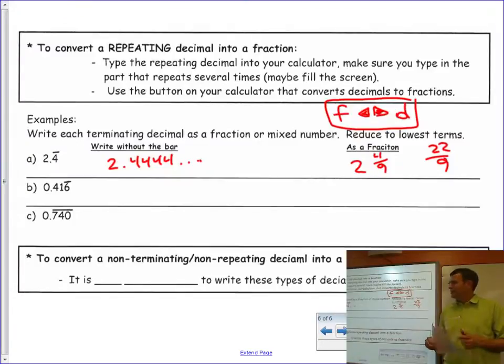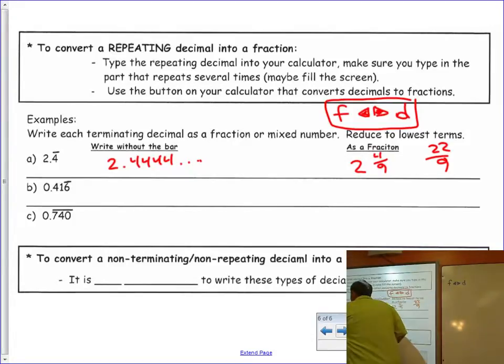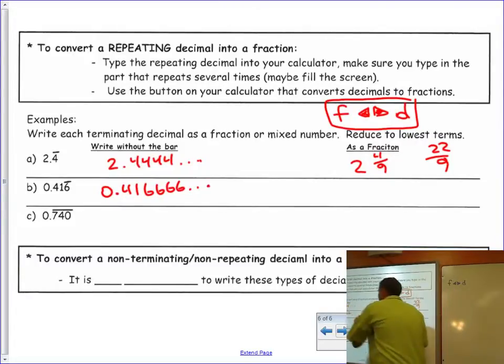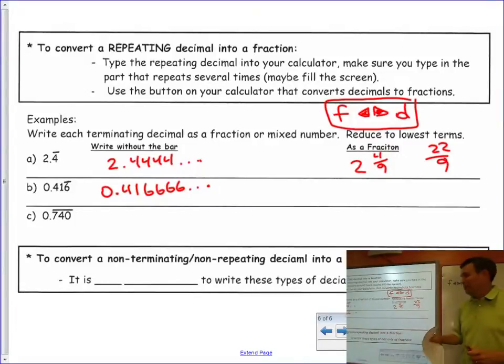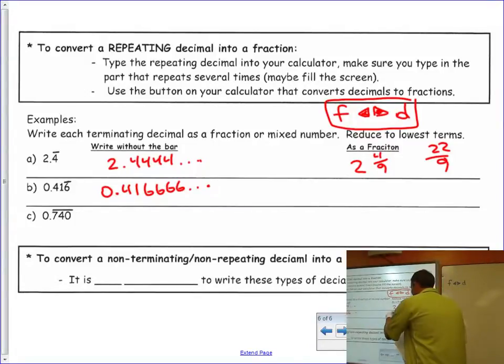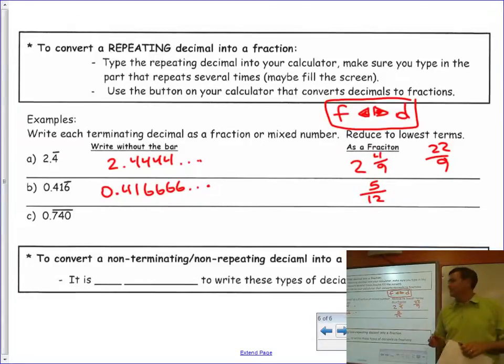The next one is 0.416 repeating. So here, notice that the bar is only over the 6. So only the 6 repeats. It might look like that. And when you type that into your calculator and then use the fraction to decimal button, you would end up with 5/12. Hopefully you're getting that as well.